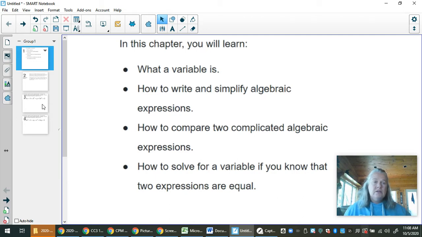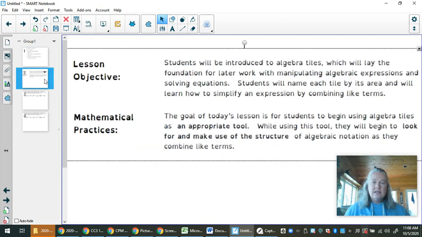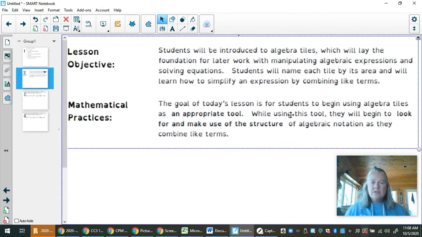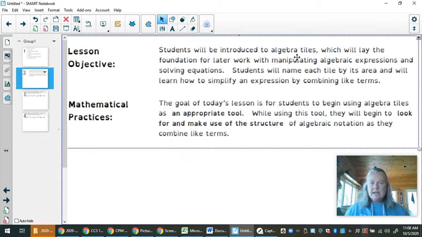So today's lesson, specifically, you are going to learn what the algebra tiles are. And algebra tiles give us a very concrete way of learning about a very abstract topic. So we're going to use the little shapes to help us figure out how to combine like terms. So the first thing we have to do is name each of those tiles.